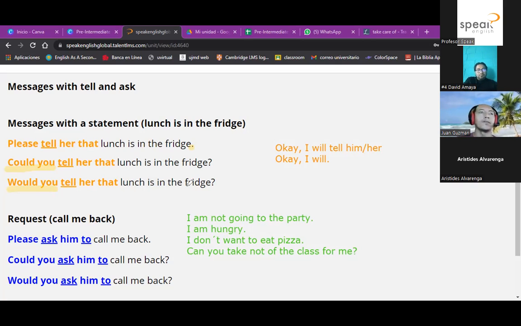Okay, very good. Now, we use tell when it's a statement. What's a statement? Well, you're not asking anybody to do anything. No están preguntando a hacer algo, solo están diciendo. But what about a request? For example, can you take notes of the class for me? This is a request. I'm asking David to do something for me.